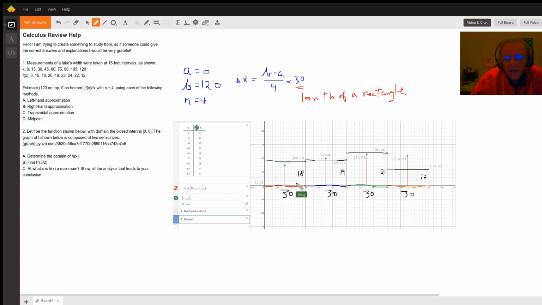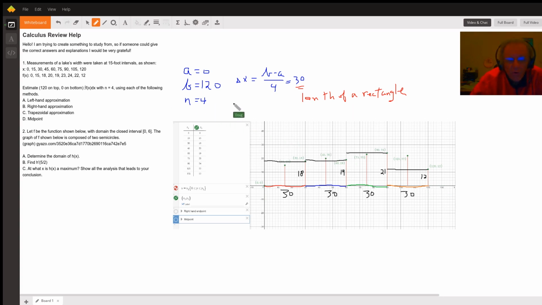And we're asked to estimate the integral of f of x dx with n equals 4. That means what's the area under this function for these values of x and f(x). So in this case, a equals 0. That's the left-hand point of the interval. B is 120. We're out here way to the right.